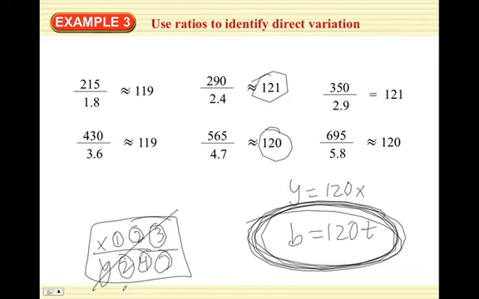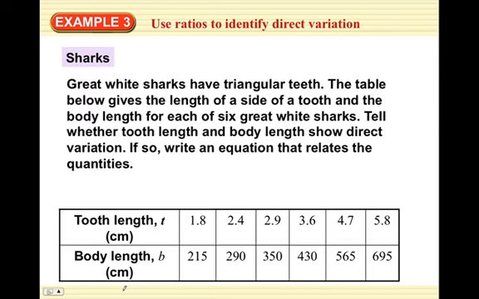You understand? Ask me questions if you need to. That's it for this section here. Actually, nope, it says write an equation that relates the two quantities. We just did that. Alright, we're done.